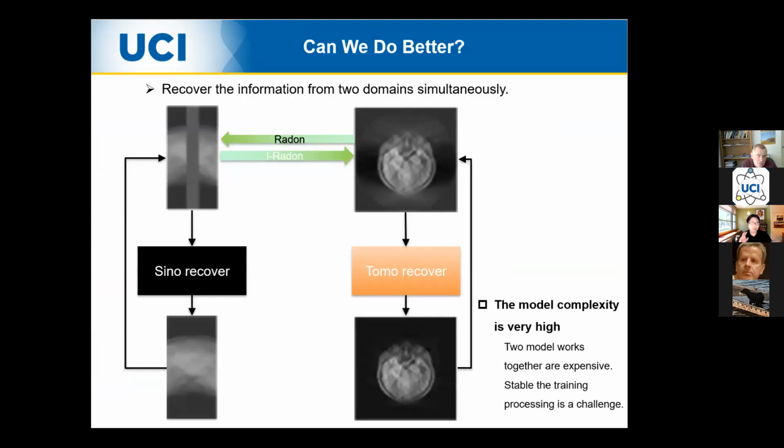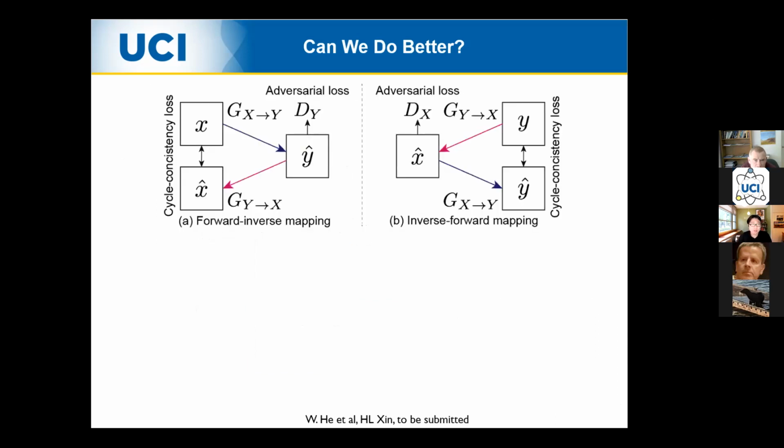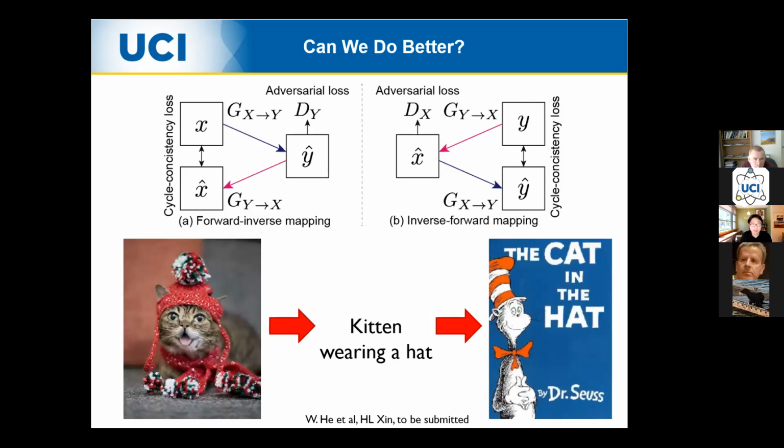We can have 2 domains, one sinogram, one tomogram, and we can put them together, and we build a network that's too complex. It takes half a year to train, so we gave up on that. And then we looked into it a little bit and found this so-called CycleGAN network. You can think about it working this way.